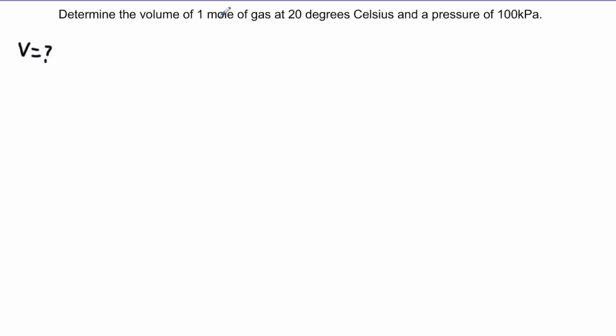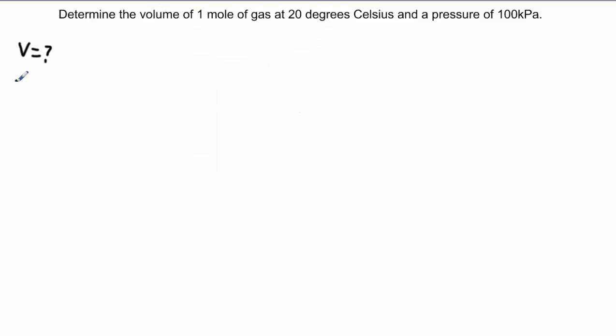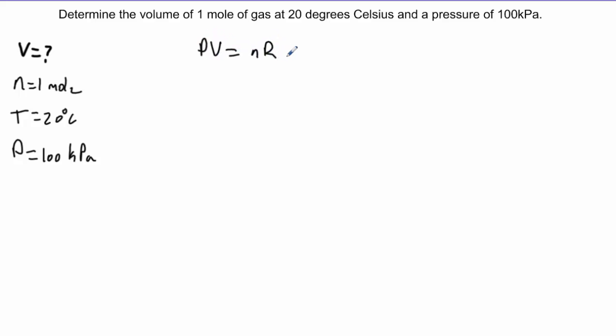It's our unknown. I'm going to change that. We do know that the number of particles is equal to 1 mole. We also know that the temperature is 20 degrees Celsius, and we know the pressure is equal to 100 kilopascals. And we know the ideal gas law says that pressure times volume is equal to the number of particles times the gas constant R times the temperature T.